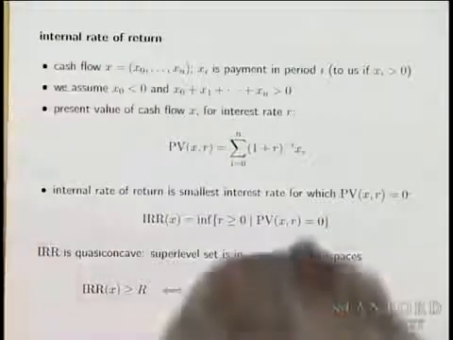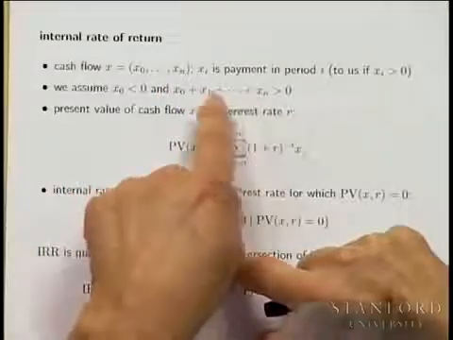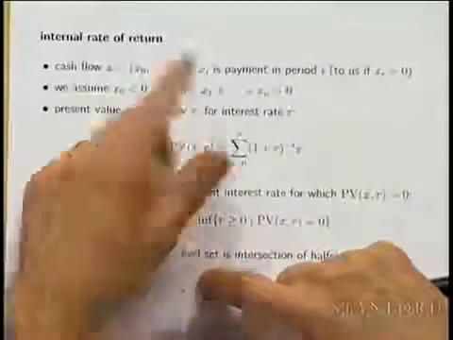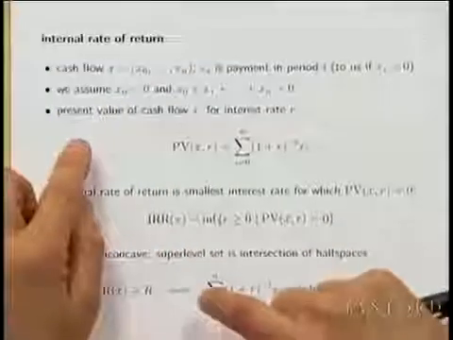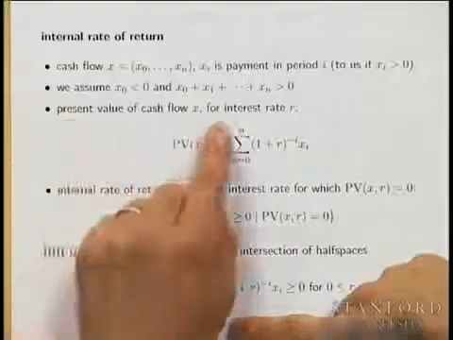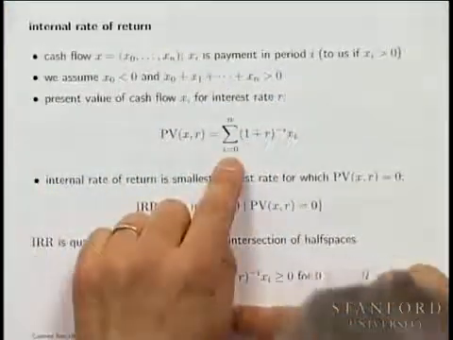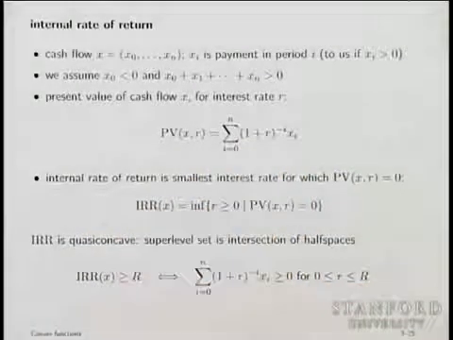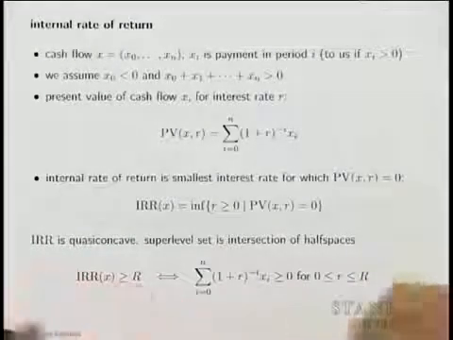Meaning that if these are positive, it means it's a payment we receive, and this is the sum total of everything, balanced out by our investment. So minus x0 is the investment. Then, if I work out the present value of this cash flow stream with an interest rate r, it's nothing more than this: I sum from i equals 0 to n of xi times (1 plus r) to the minus i. Okay, so that's my present value, assuming an interest rate r.